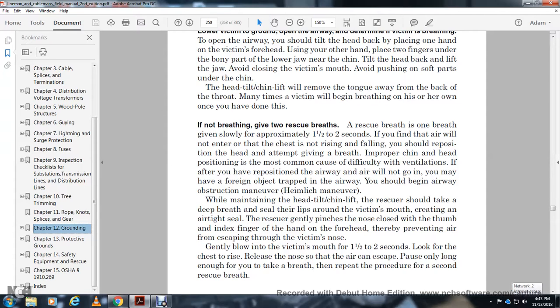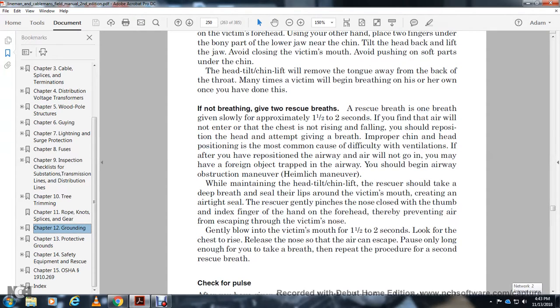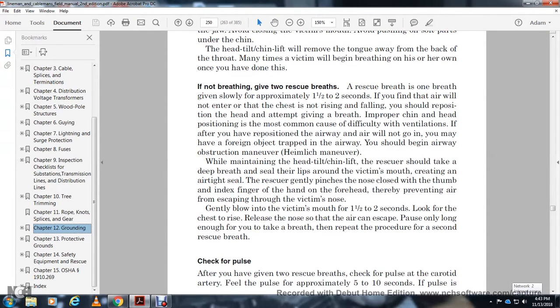If after repositioning air will not go in, you may have a foreign object trapped in the airway. You should begin the airway obstruction maneuver, the Heimlich maneuver. Maintain the head tilt chin lift. The rescuer should take a deep breath and seal the lips around the victim's mouth, creating an airtight seal. Gently pinch the nose closed with the thumb and index finger of the hand on the forehead, preventing air from escaping from the victim's nose. Give a breath into the victim's mouth for 1 1/2 to 2 seconds. Look for the chest to rise, then release the nose so the air can escape. Pause only long enough to take a breath and repeat the procedure for the second rescue breath.